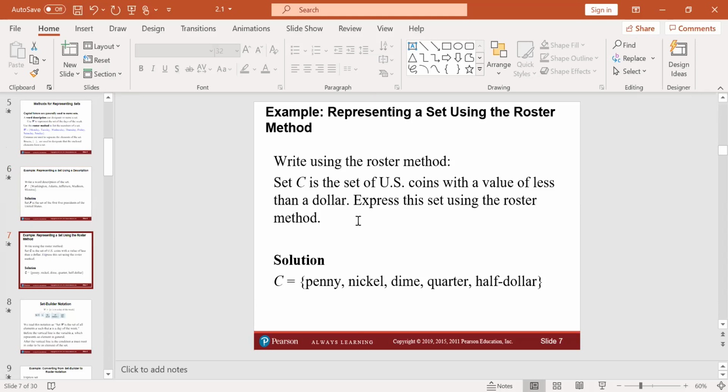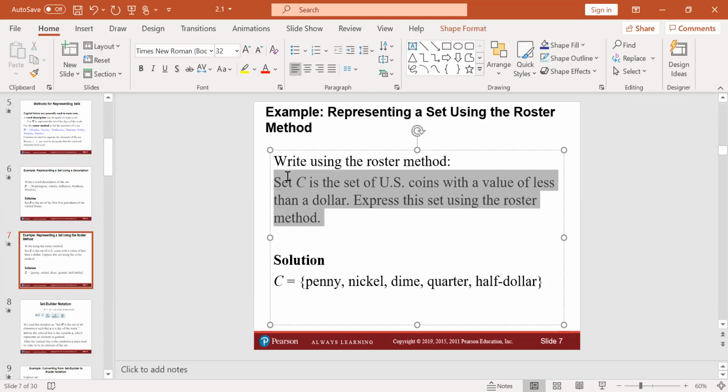So you can just describe the set itself, or you can use the roster method. You think about a roster on a basketball team or a soccer team or a baseball team or a football team. All you're doing with a roster is you're just listing out the members of the team, right? So yeah, the roster method is very straightforward. Let's say set C, I'm bringing set C back, is the set of US coins with a value less than $1.